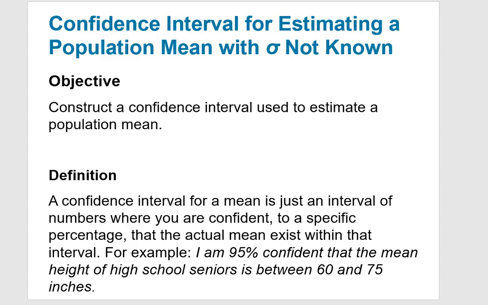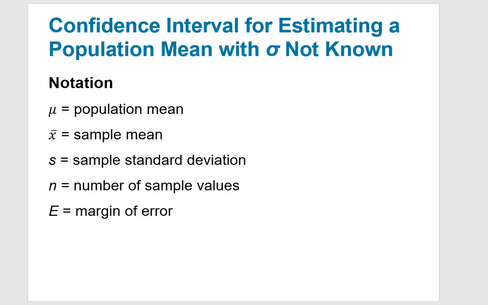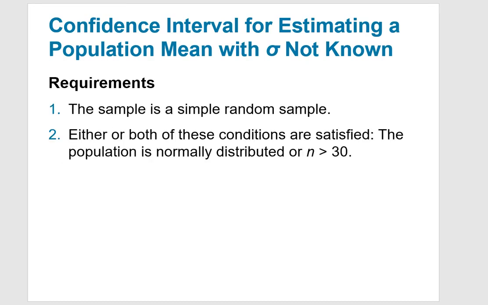All right, so when we are finding a confidence interval for estimating a population mean with a standard deviation that is not known, that's where we're going to start first. If I don't know, all I'm going to know is the sample standard deviation. I'm not going to know the actual population standard deviation. A couple of important requirements: again, it must be a simple random sample. And we're going to have to either know that the population is normally distributed, or that the sample size is greater than 30, one or the other.